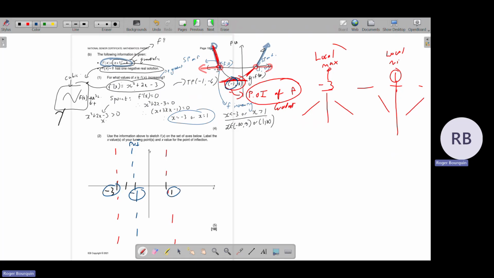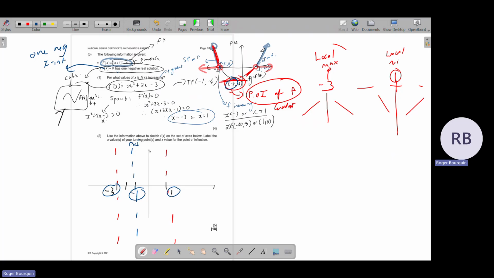Then they tell us that this original graph f only has what? What is f of x is equal to 0 talking about? That's where your y coordinates are 0, so those are your x-intercepts. They're saying to you that you've got one negative x-intercept. So now we can draw a rough sketch.